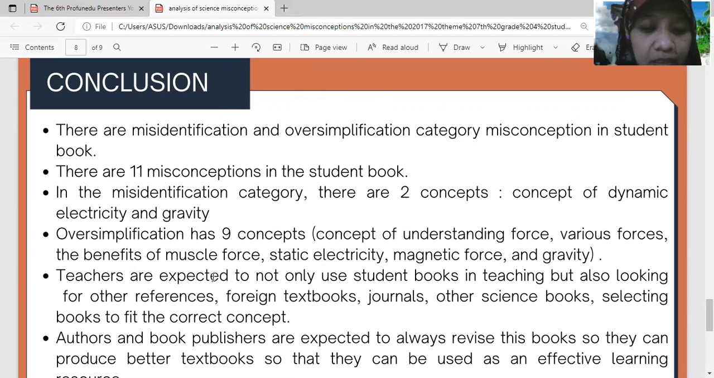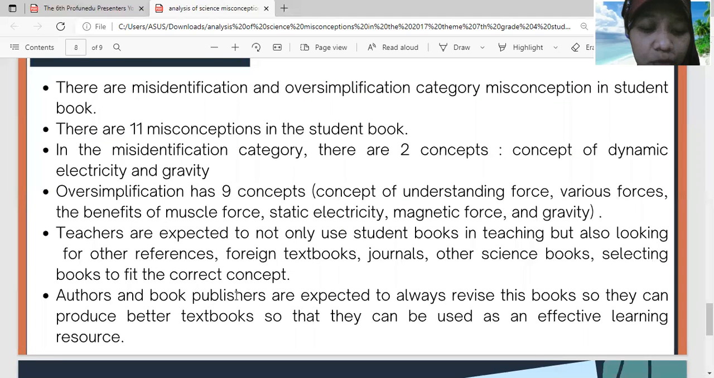Teachers are expected to not only use student books in teaching, but also look for other references, for example, textbooks, journals, other science books, selecting books to fit the correct concept. And authors and book publishers are expected to always revise this book so they can produce better textbooks so that they can be used as an effective learning resource.